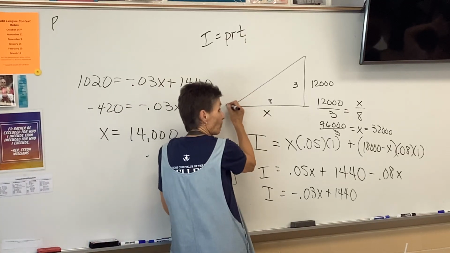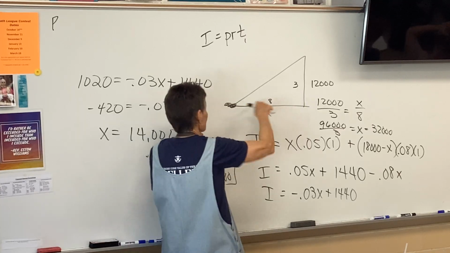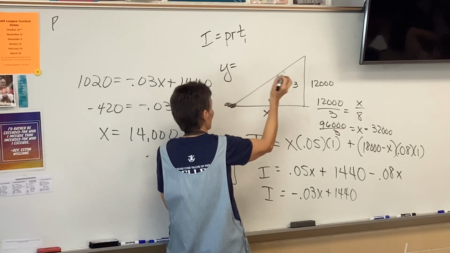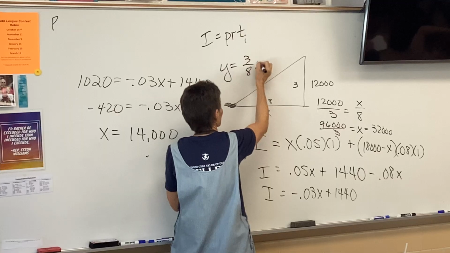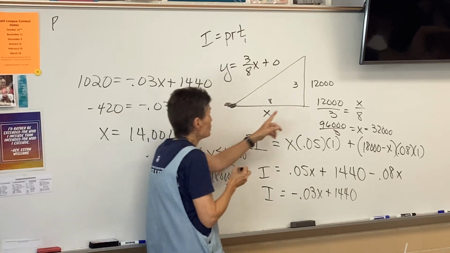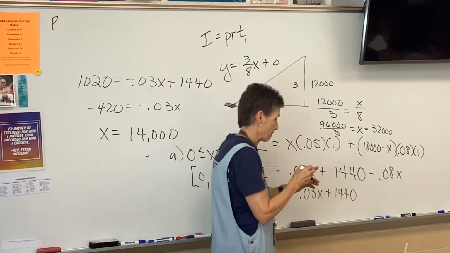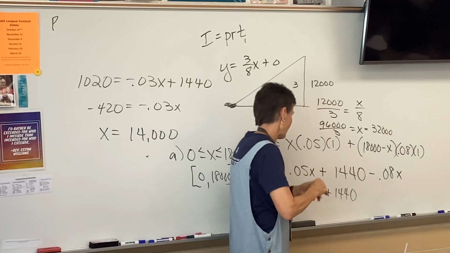If this is the airport, that's like the origin. So this line would be y equals mx plus b. And you could put 12,000 here and figure out X. Fran.